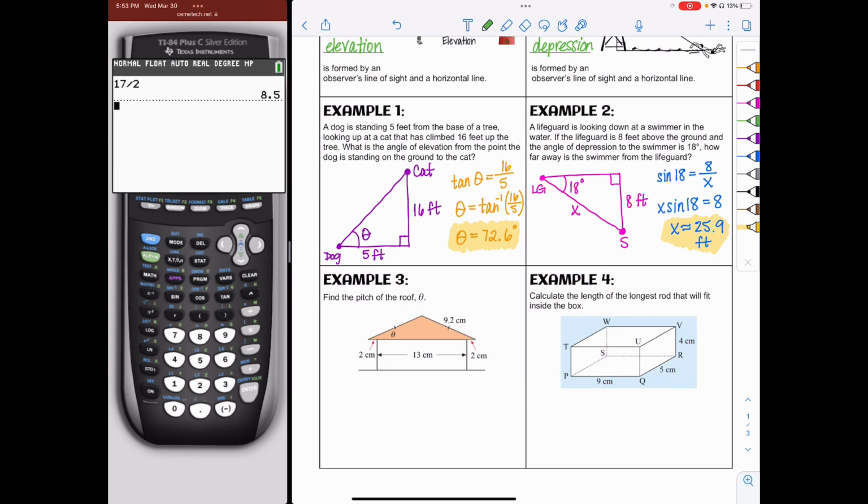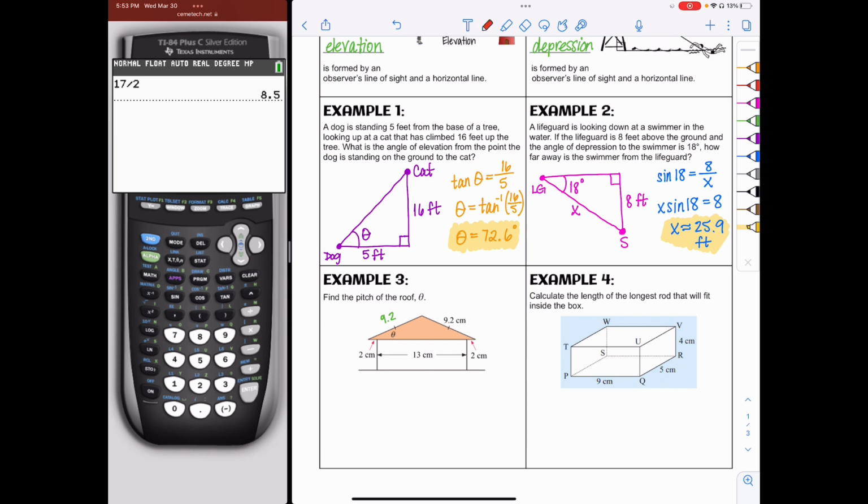It says, find the pitch of the roof theta. One thing you should notice is that we are dealing with an isosceles triangle here. The reason you should know that is because we have an indentation here that I'm marking in green and then an indentation here. Because they have the same amount of tick marks, that means the other side over here is 9.2 centimeters as well.